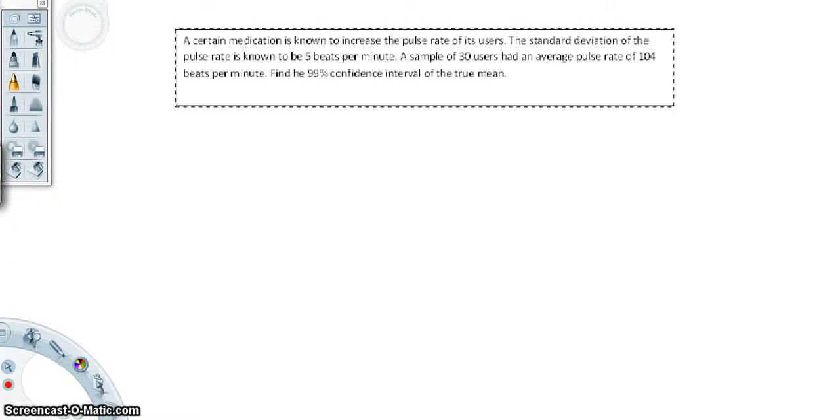So let's calculate a confidence interval. A certain medication is known to increase the pulse rate of its users. The standard deviation pulse rate is known to be 5 beats per minute. A sample of 30 users had an average pulse rate of 104 beats per minute. Find the 99% confidence interval of the true mean. Since we're looking at a 99% confidence interval, we know that we're looking at z sub alpha over 2 to be equal to 2.58. So we can substitute into the formula.